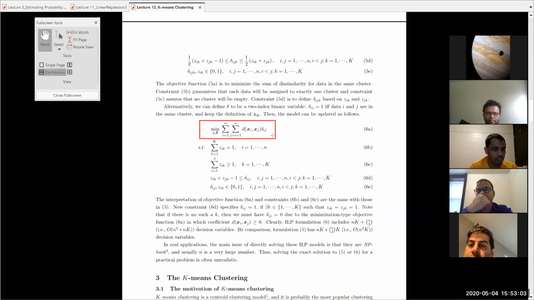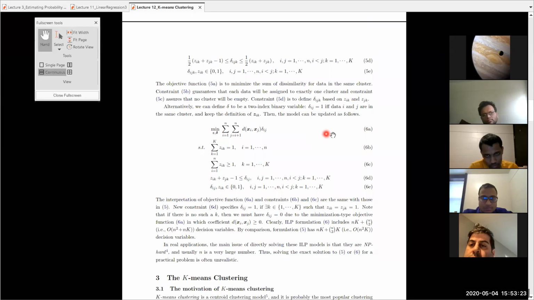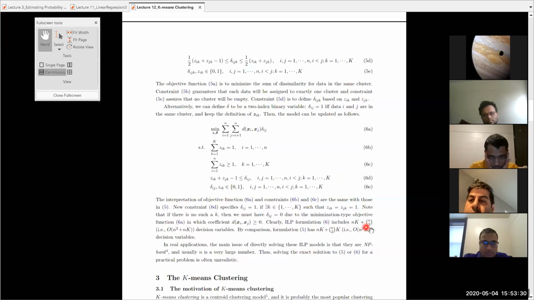In other words, this shows you that if z_ik and z_jk are both 1, then your delta ij will be 1. Otherwise, delta ij will be 0. And in this case, very clear, right? This 6 will be equivalent to 5. So what is the point of making 6 if we've already had 5? Because the formulation of 6 here includes nk plus n choose 2 decision variables. By comparison, your formulation 5 has nk plus n choose 2 times k.